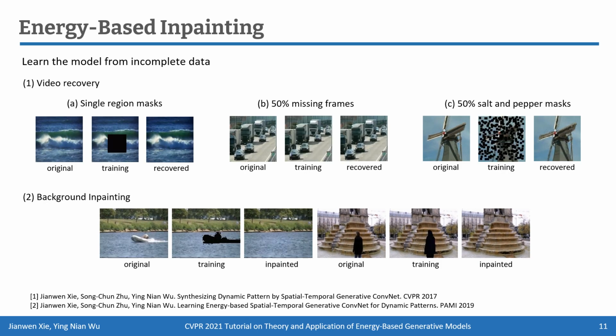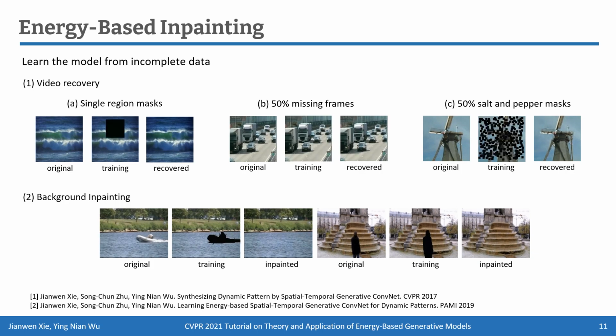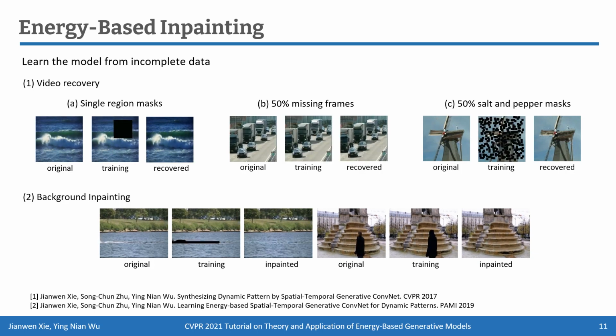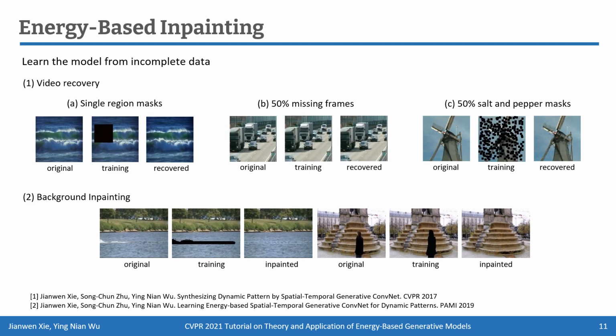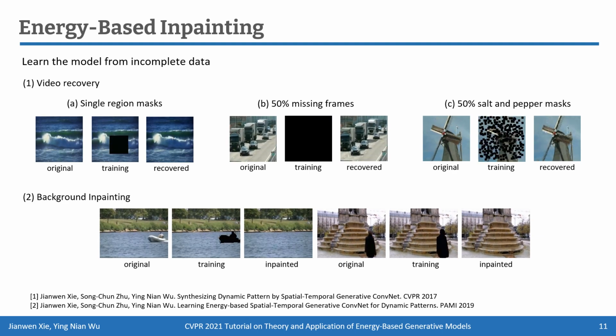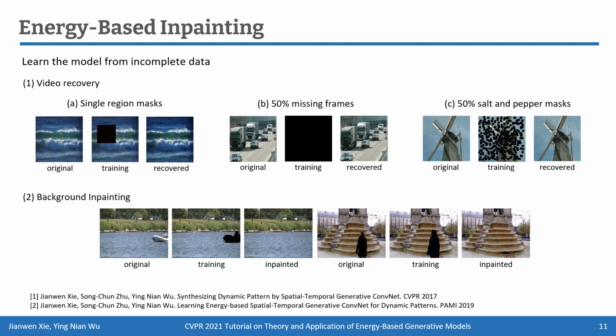Here are some recovery results by learning energy-based spatial-temporal generative ConvNet from incomplete data. There are 3 types of masks for occlusion: salt and pepper masks, mixing frames, and single region masks.